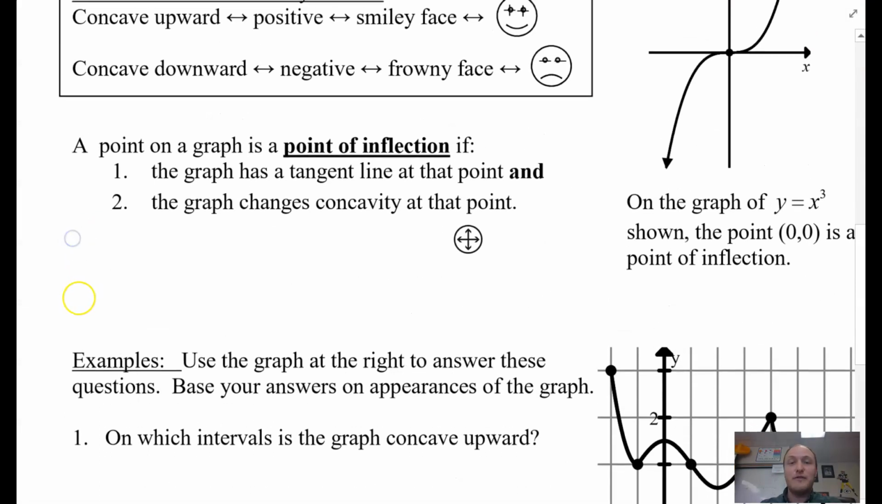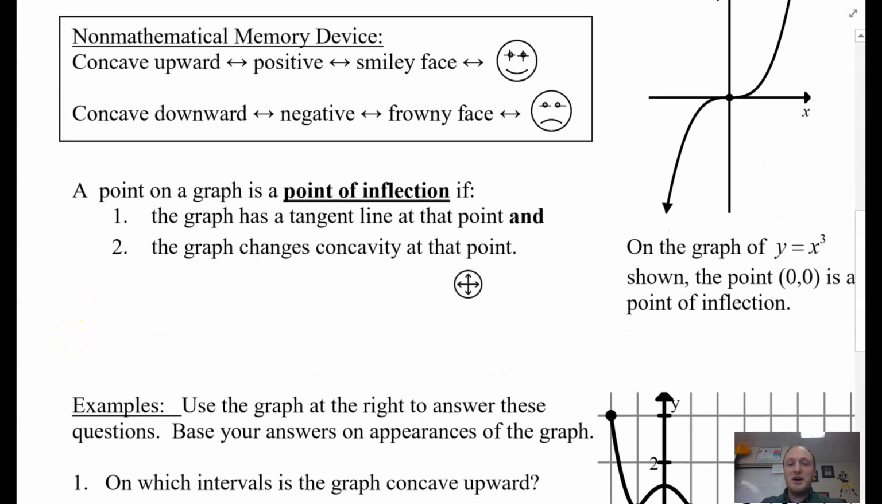Now let's talk about inflection points. A point of inflection is where our graph changes from concave up to concave down. And it's important that there must be a tangent line there, so you cannot have an inflection point at a sharp turn. So here's an inflection point, and it's an inflection point if it has a tangent line and it changes concavity.